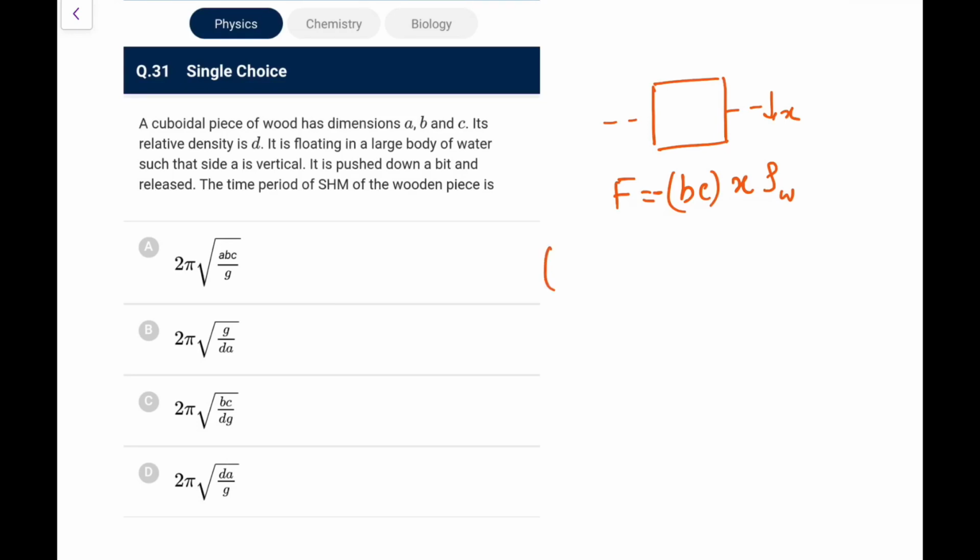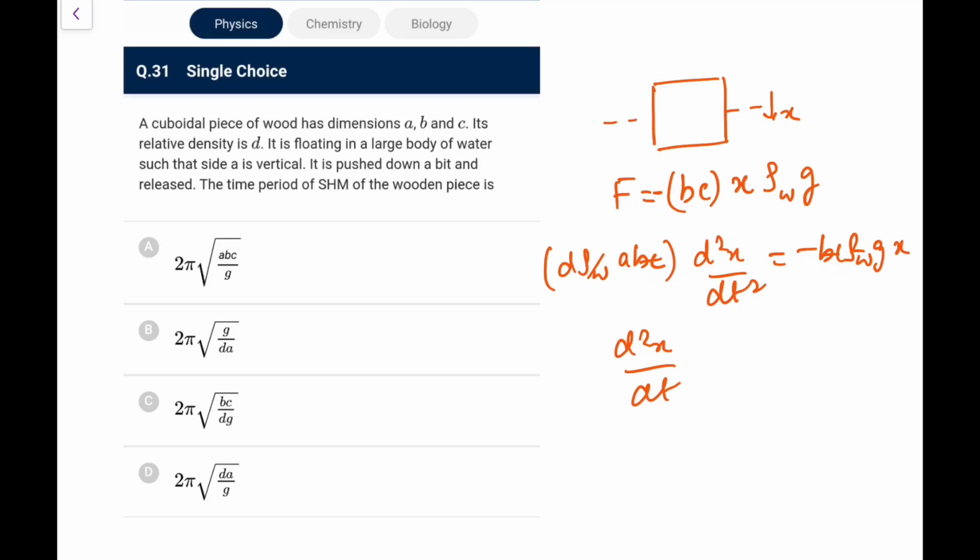And this force is MA. And what is MA? MA would be the density of the body, which is D times rho W, into ABC, the volume, multiplied by g also, that into a, I can write as d2x by dt2, that is minus BC rho W g x. So this BC and rho W go away, so d2x by dt2, or acceleration, you can simply write as equal to minus g by DA into x. So omega comes out as root of g by DA, and the time period is 2 pi under root DA by g. So option number D is the right one.